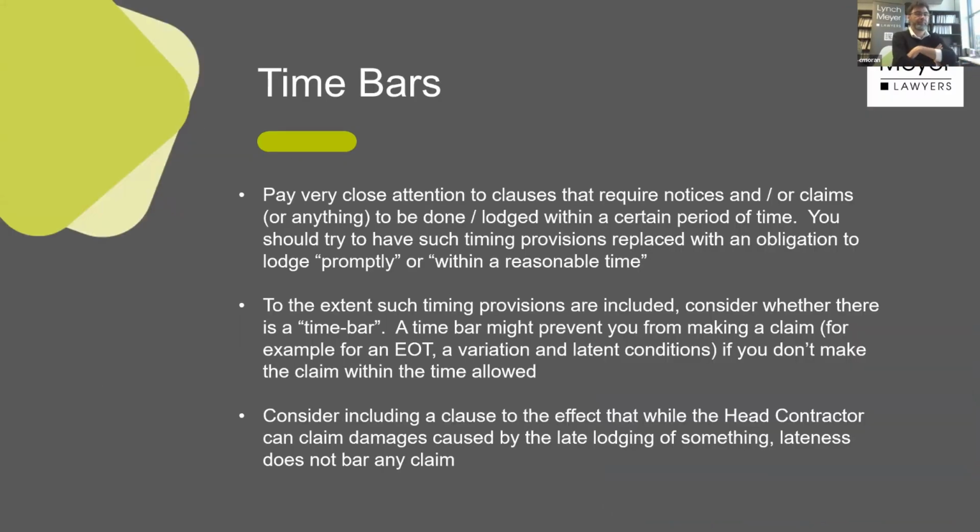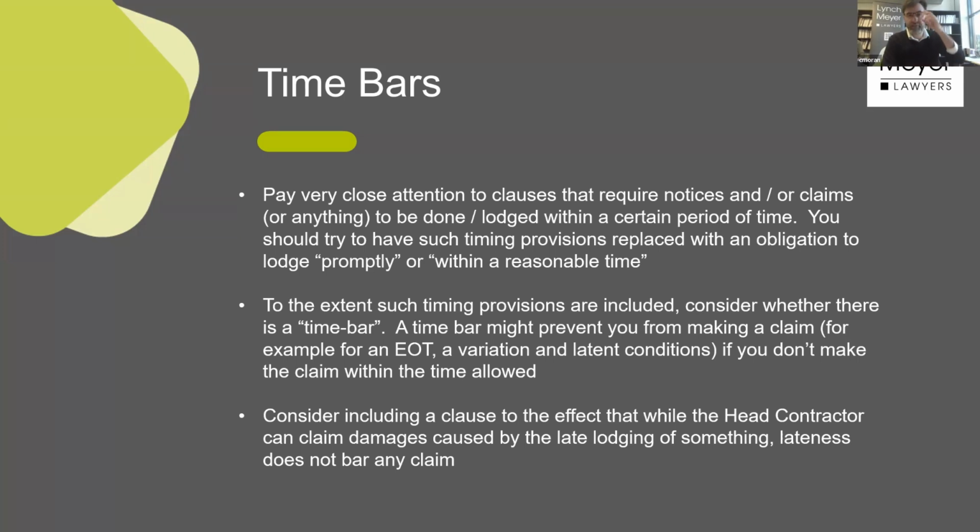I touched upon this earlier, just about time bars in the context of extension of time claims. But they're not just extension of time claims, they're latent condition claims, variation claims. You'll see a clause sometimes that says, if a superintendent tells you to do something and you think it's not classed as a variation, but you think it's a variation, that you've got 5 days to tell the superintendent that you think that what they're asking you to do is a variation. And if you don't tell them within that 5 days, you cannot claim it as a variation, but you still have to do the work.